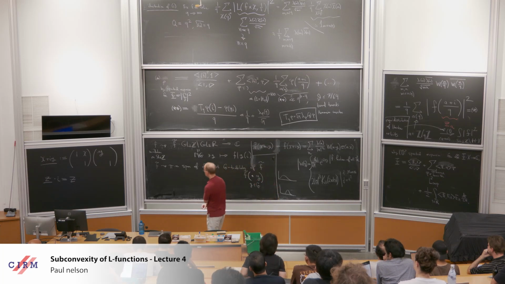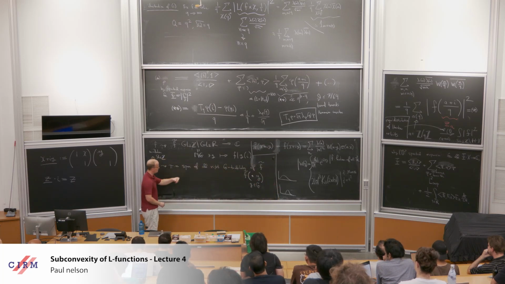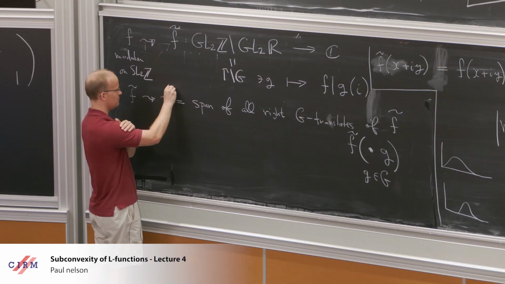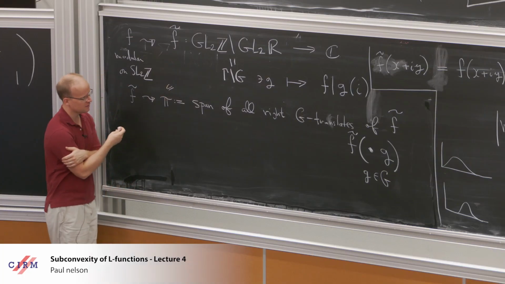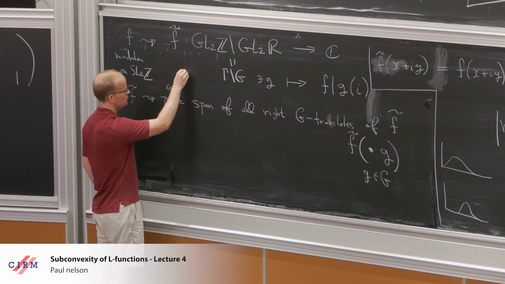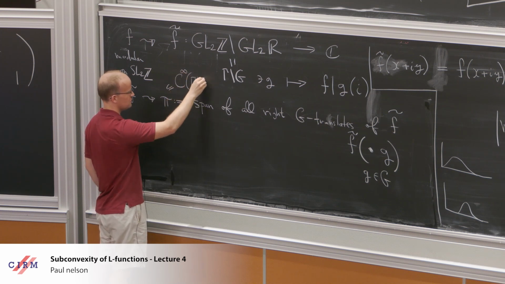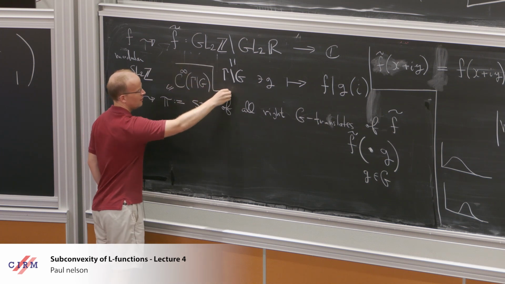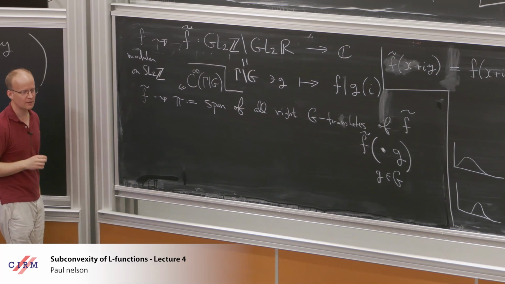So pi, I mean, it depends how you define the word span, but I mean it in the sense of a smooth completion. So you can think of it as a space of smooth functions on G mod gamma. Yeah.